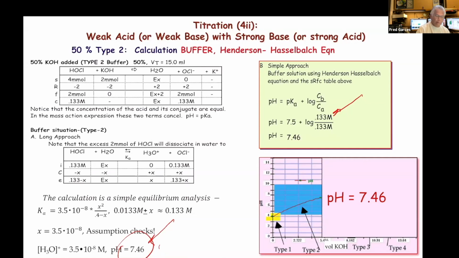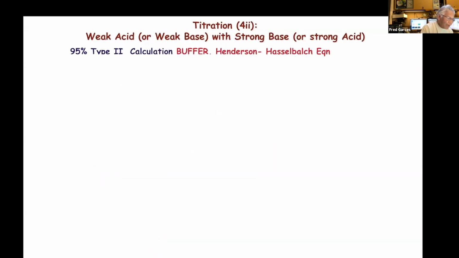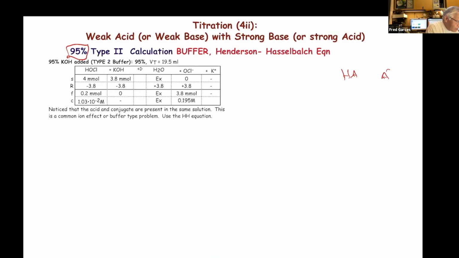What happens at 95%? We're still in the buffer region. We're not at the equivalence point, but we're still in the buffer region. You have to do a little bit of calculation on this. You have to know what acid you have, and you need to know how much conjugate is formed. You've got the acid and you know how much base is added. The first part has got to be stoichiometric because the base is going to dictate how much of the acid reacts.